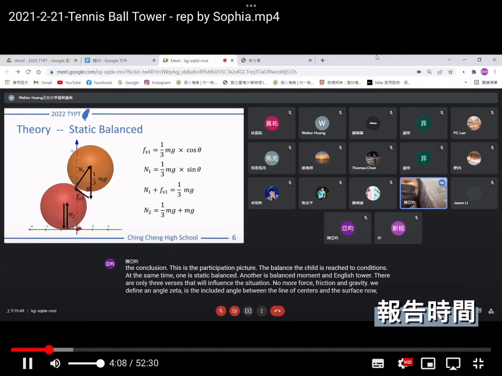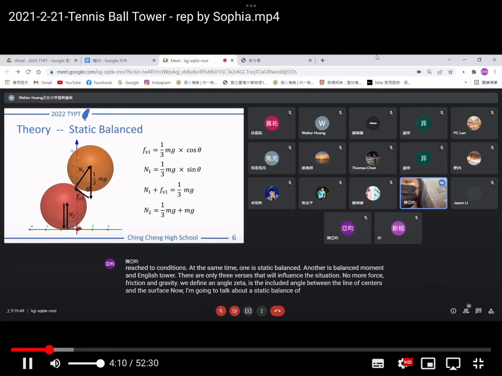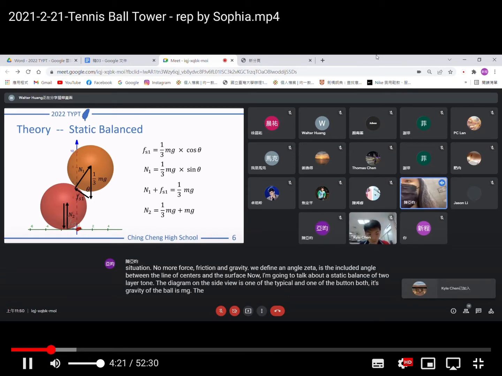Now I'm going to talk about the static balance of the two-layer tower. The diagram on the side view shows one of the top balls and one of the bottom balls. The gravity of the ball is mg. The top ball has a gravity mg.